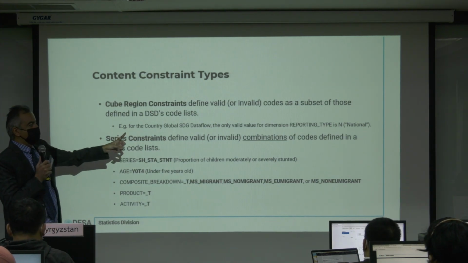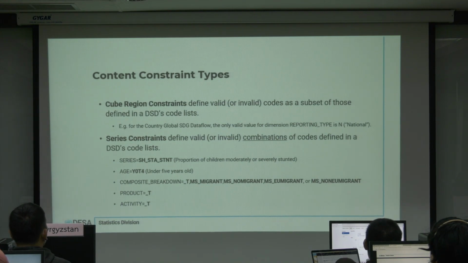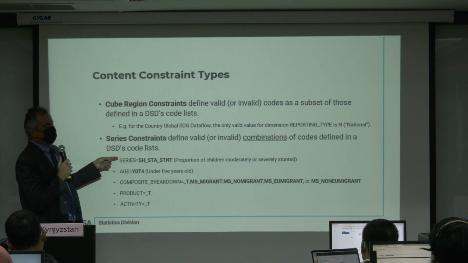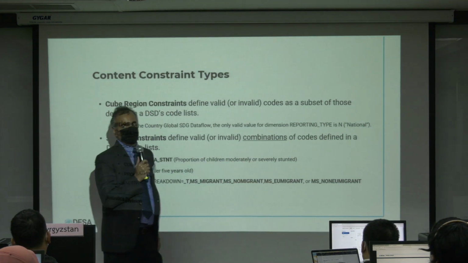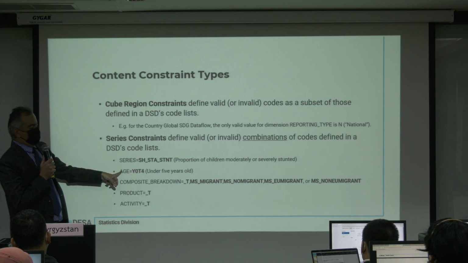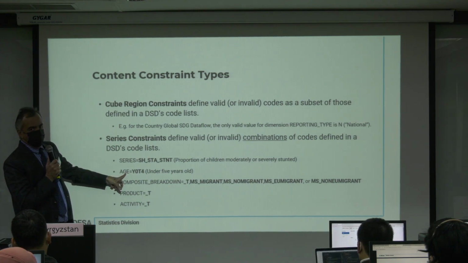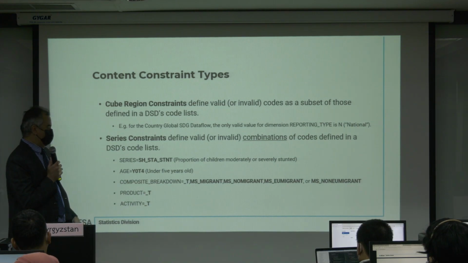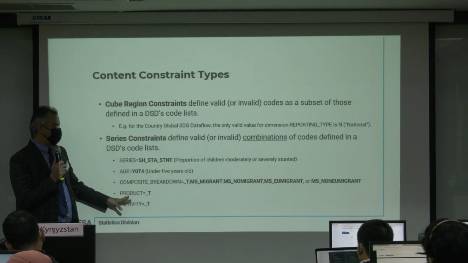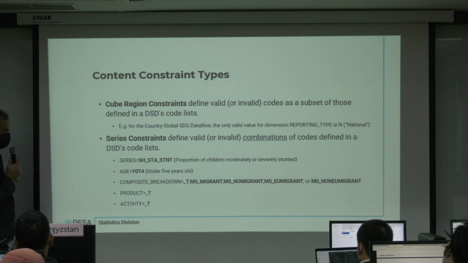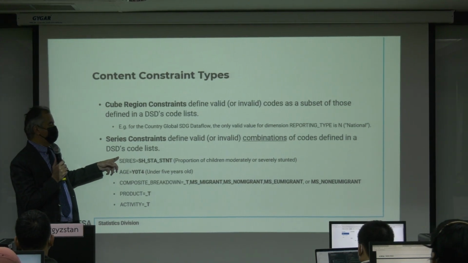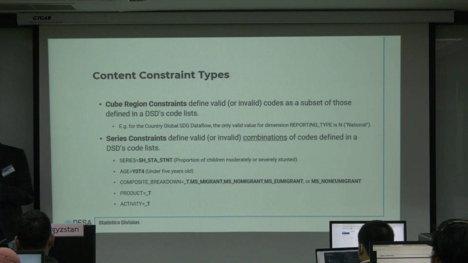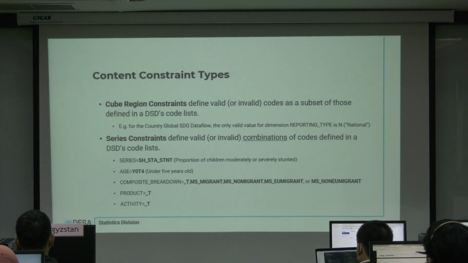Series constraints define valid or invalid combinations of codes. So this is where you can say that for the SDG series, proportion of children moderately or severely stunted, the only valid age group is under 5 years old. And then you have the composite breakdown and product conductivity. So what that means is that if someone tries to send proportion of children moderately or severely stunted, age group 20 to 24 years old, it will be rejected.